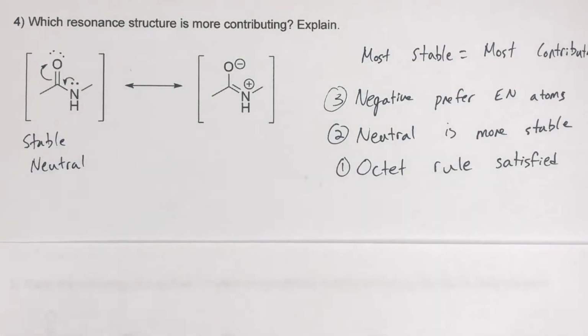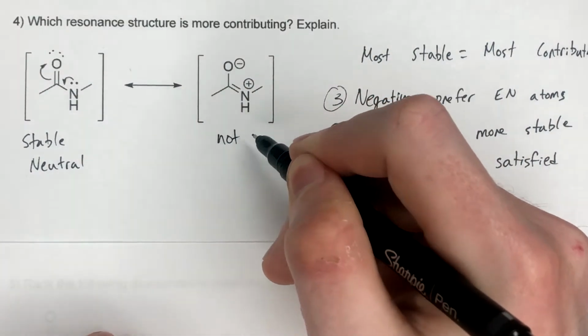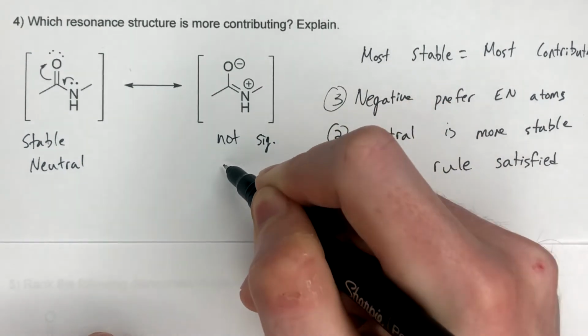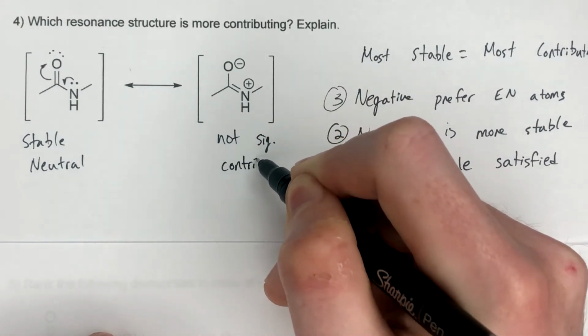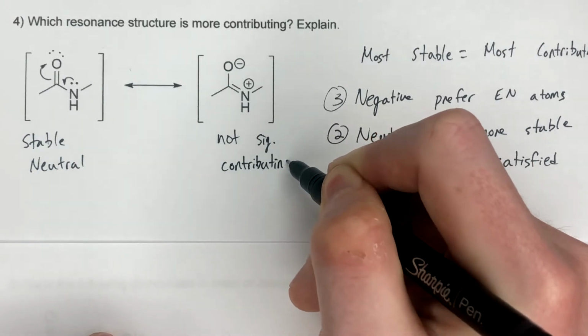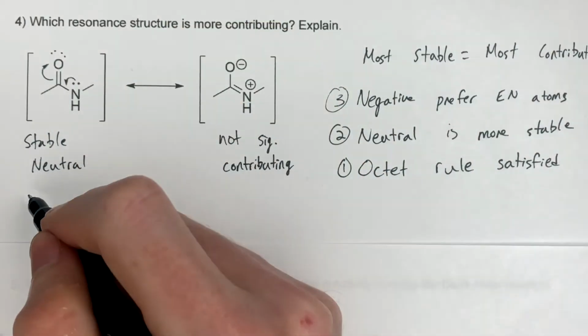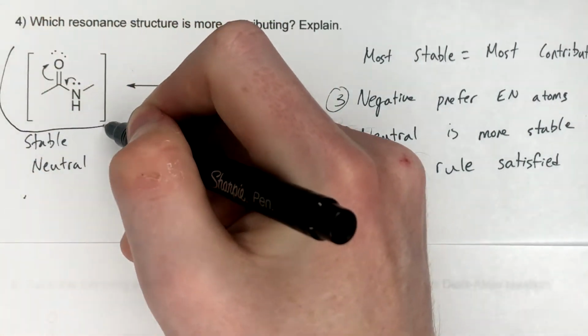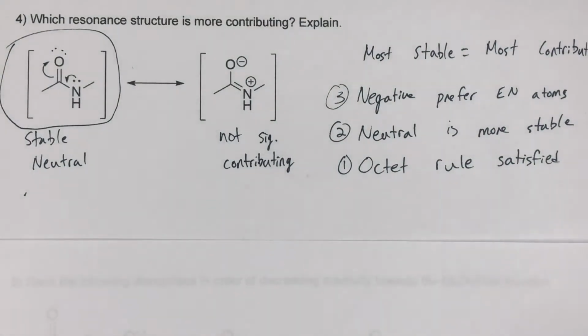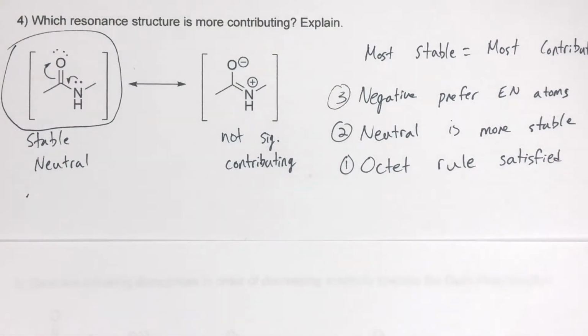If we look at the other structure, we have a negative charge on the oxygen and a positive charge on the nitrogen. This isn't unreasonable, it is a suitable resonance structure to draw, but it is not going to be significantly contributing because of the dipolar charge compared to neutral. So this is much more contributing. That will be the answer. This neutral state is going to be far more contributing to the resonance here.